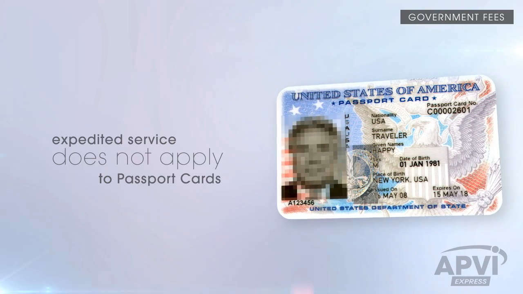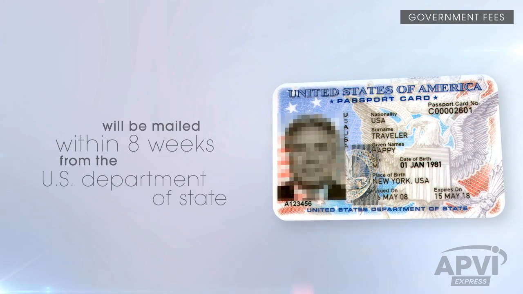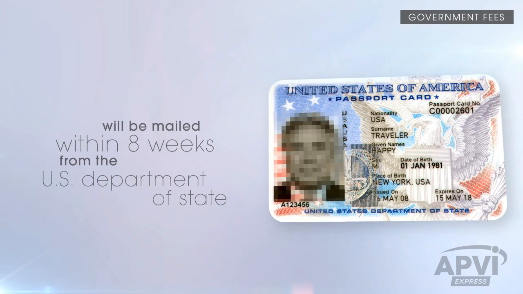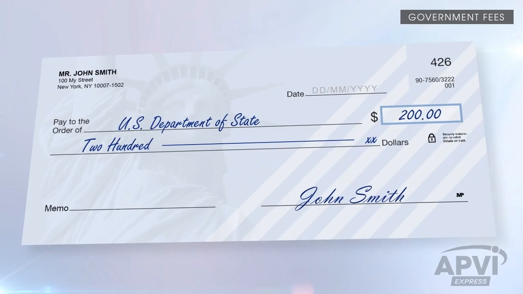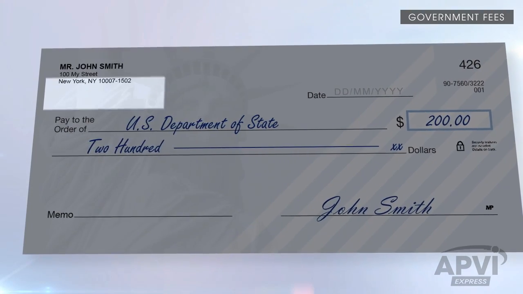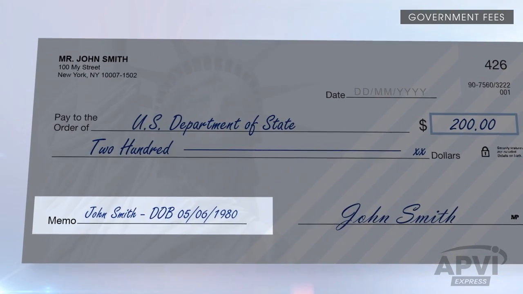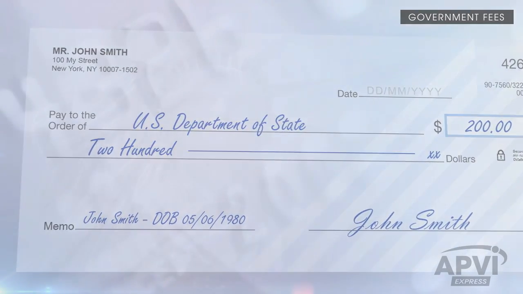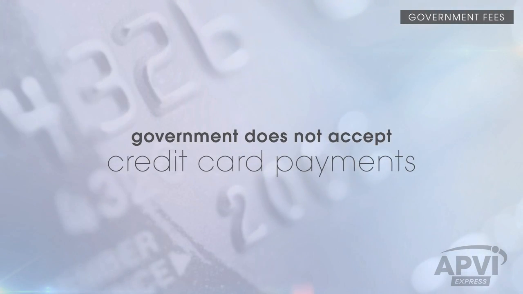Passport cards cannot be expedited, and they will be mailed within 8 weeks directly from the U.S. Department of State to you through regular mail. All personal checks must contain a printed address, and make sure to include your name and date of birth on the memo line. The government does not accept credit card payments for these type of payments.